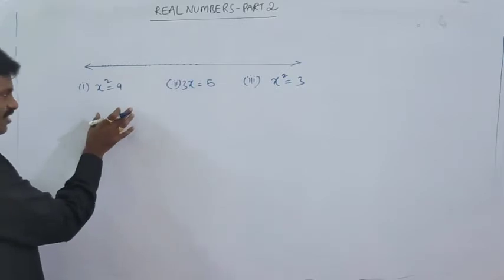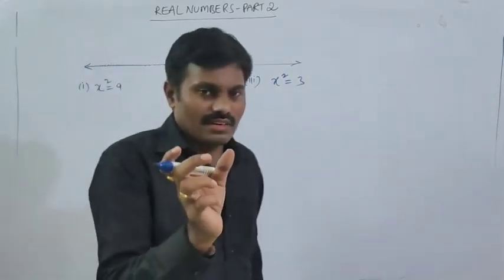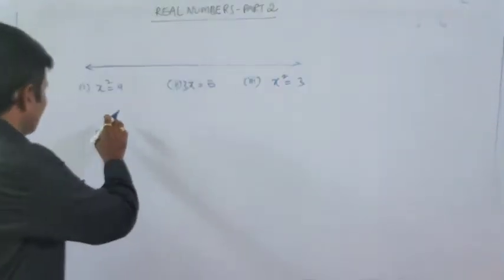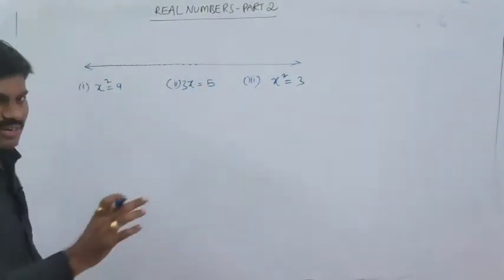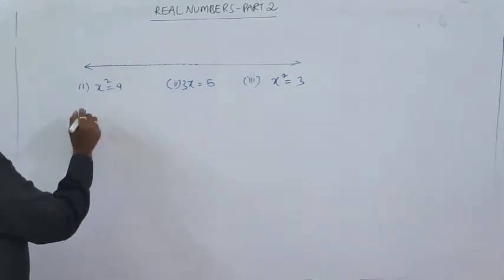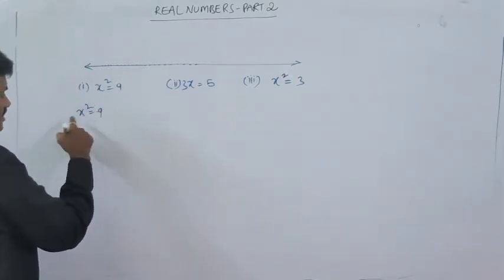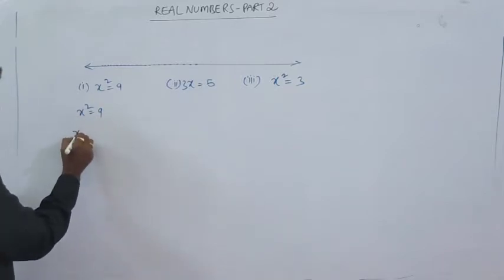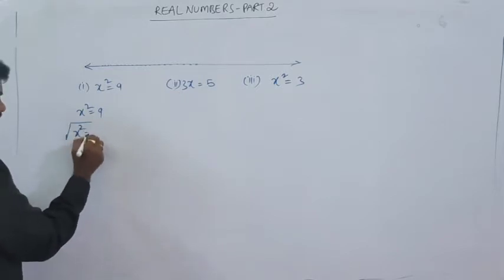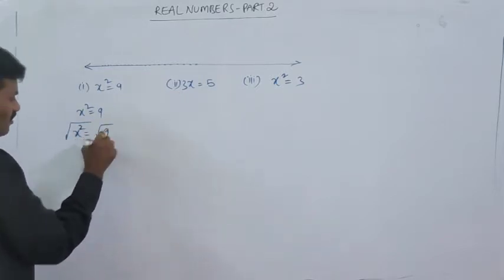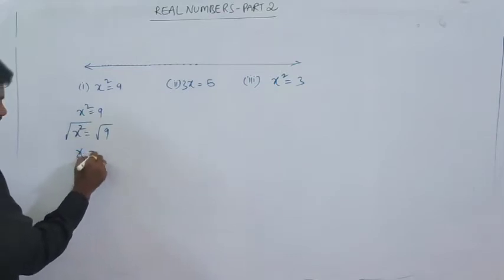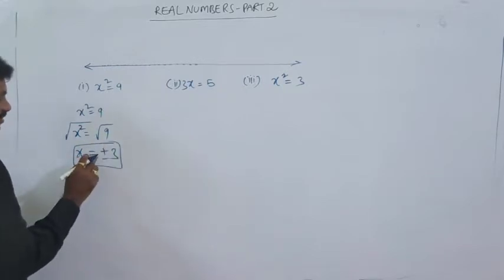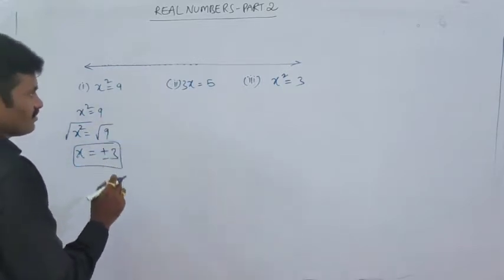In 8th class itself we have learned regarding the solution of a linear equation, and the square root of numbers also. Now if I take square root on both sides, what is the answer we get? Under root of x square is equal to under root of 9. Square root gets cancelled, so x is equal to square root of 9, which gives us plus or minus 3. Can we plot minus 3 and plus 3 on the number line?